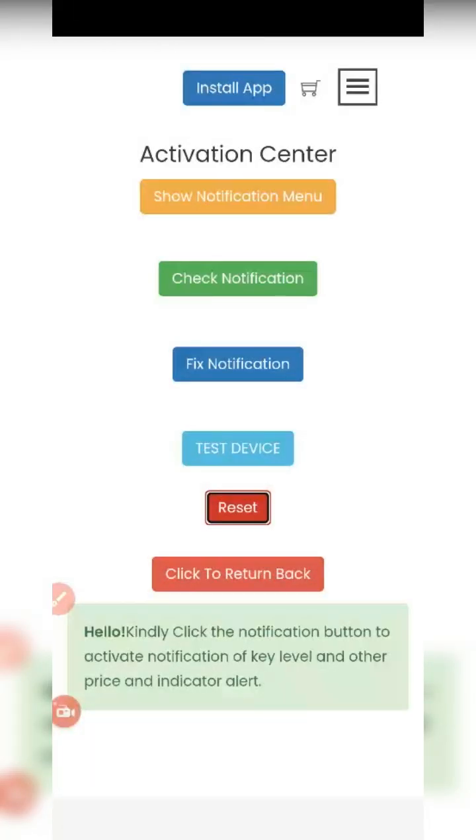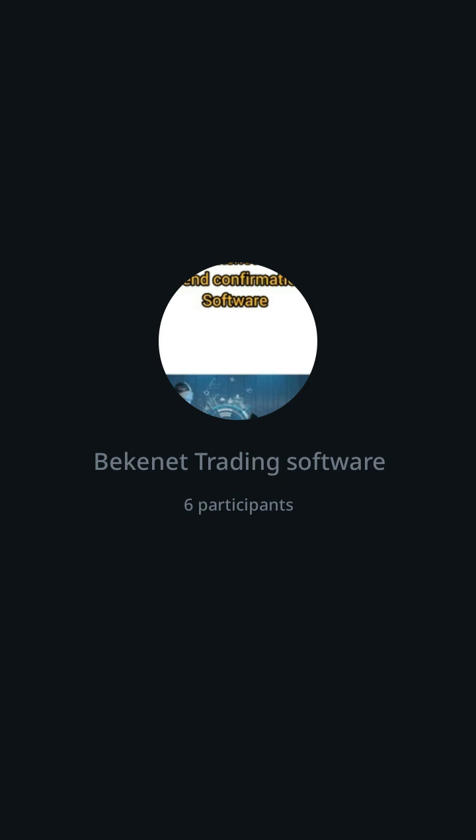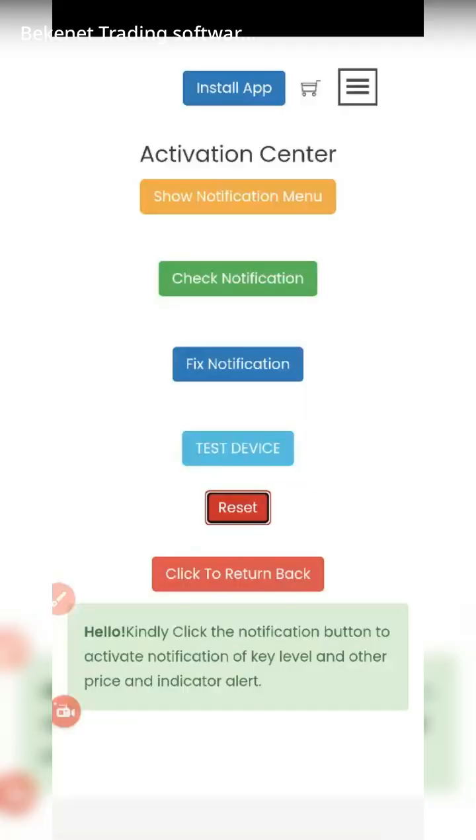It is very simple. First thing first, you can click the reset button to reset your token. Just click on it. It will show you, okay, that means you have reset your token. Then you click yes to generate a fresh token, then you click test notification. Simple as ABCD. That is how it works.